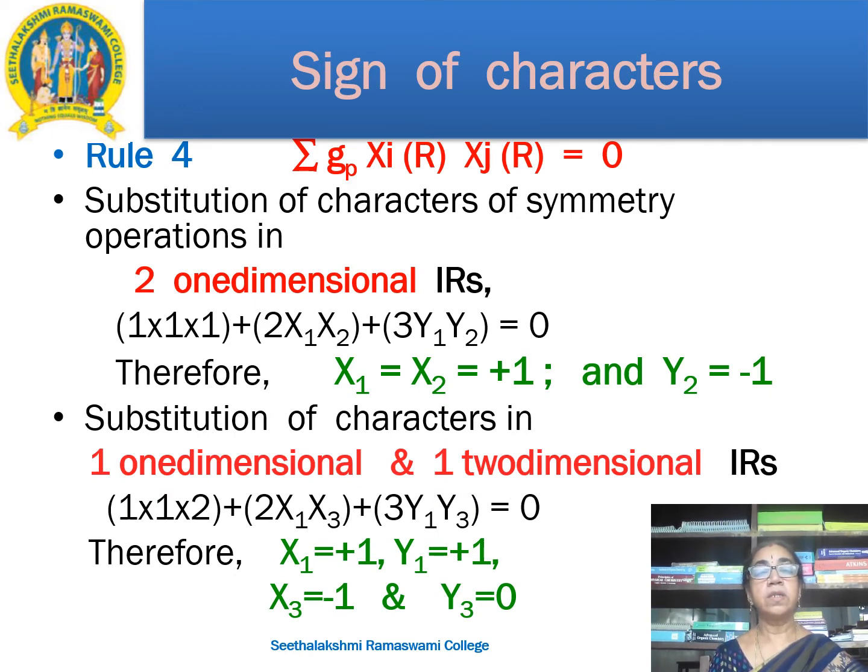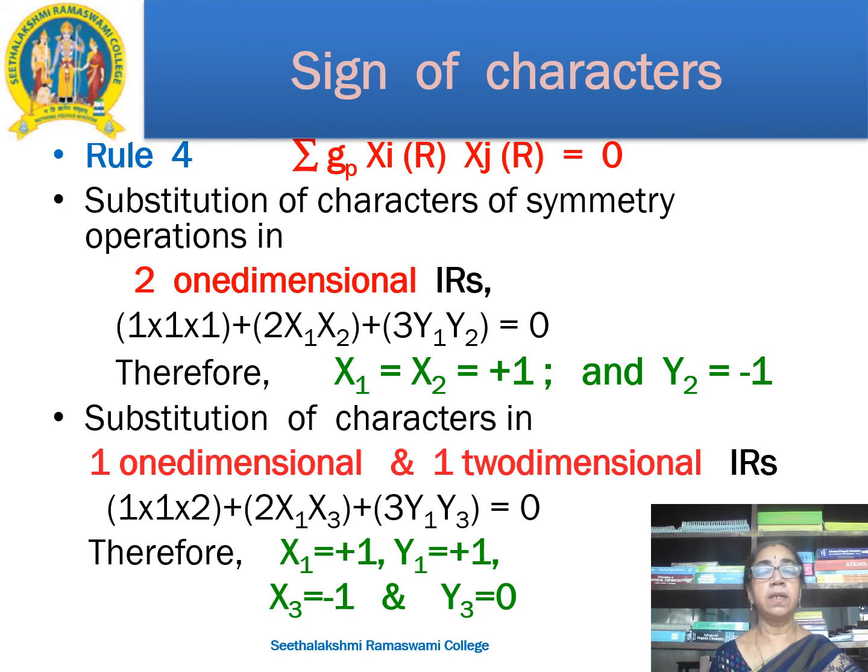Now, the values of the characters are found out. Now, the sign of the characters is to be determined. For that, rule 4 can be adopted. That is, the sum of GP times XIR times XJR equals 0. In order to apply rule 4, two IRs have to be taken collectively, that is simultaneously, to formulate rule 4 into a mathematical equation. So first the two one-dimensional IRs can be considered.